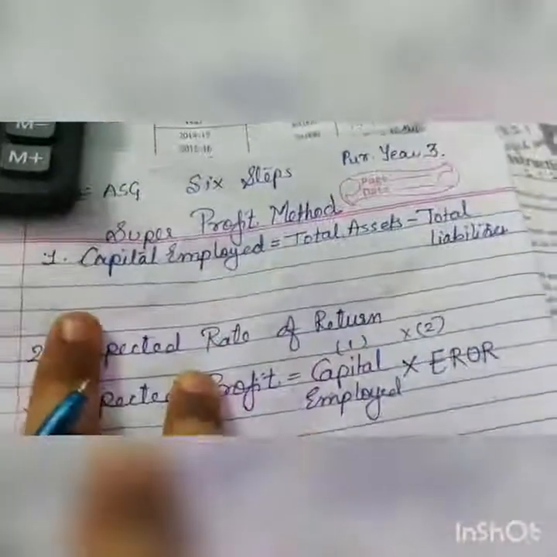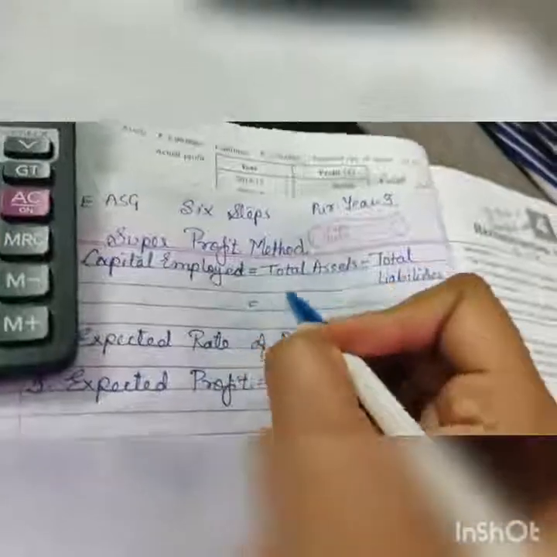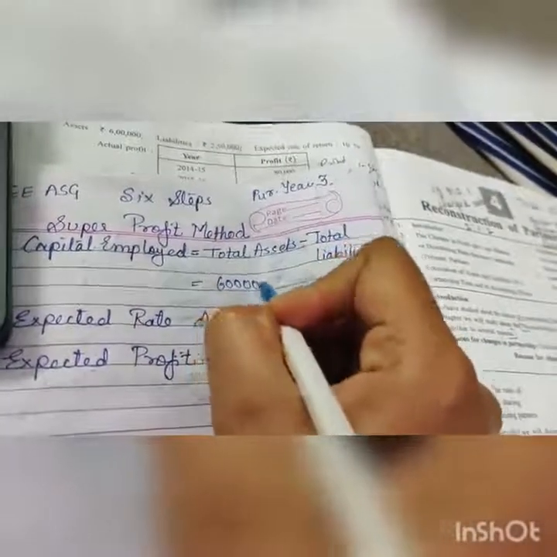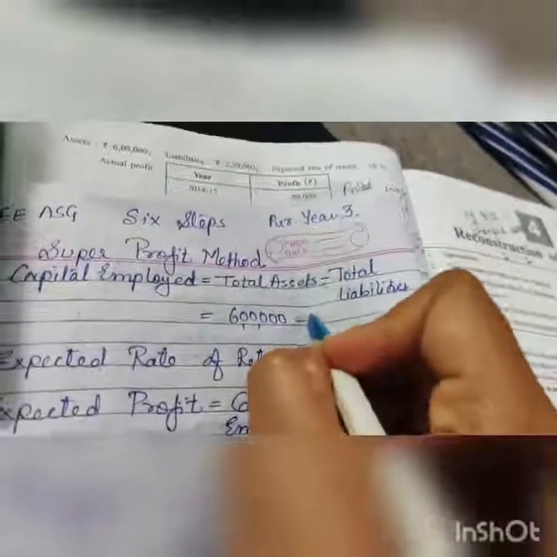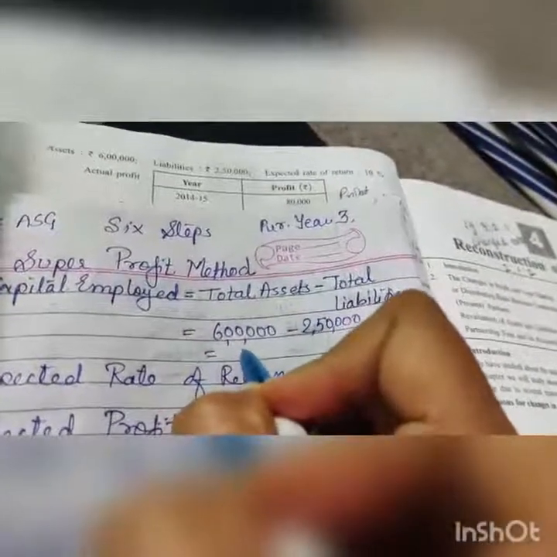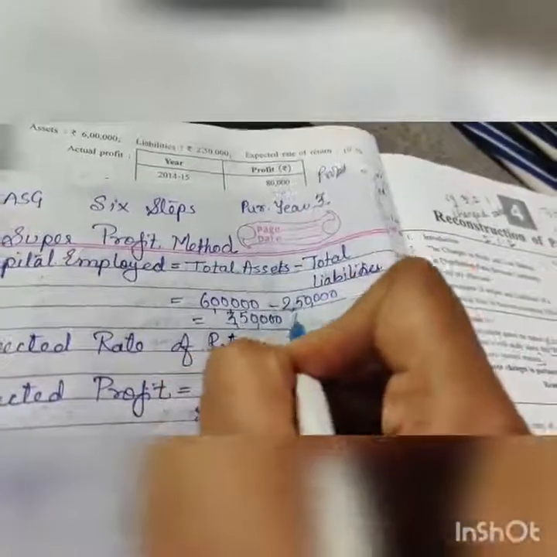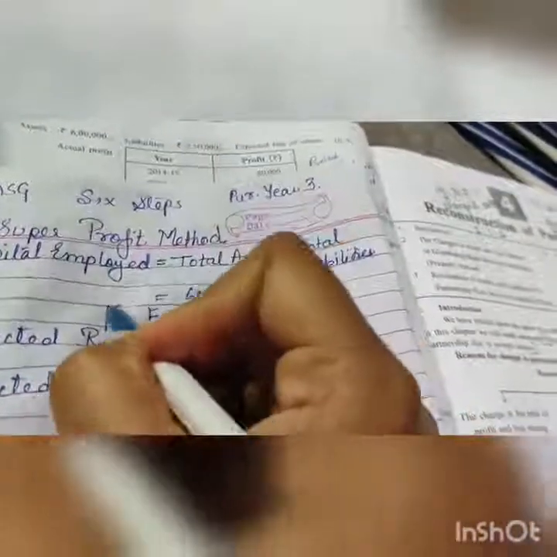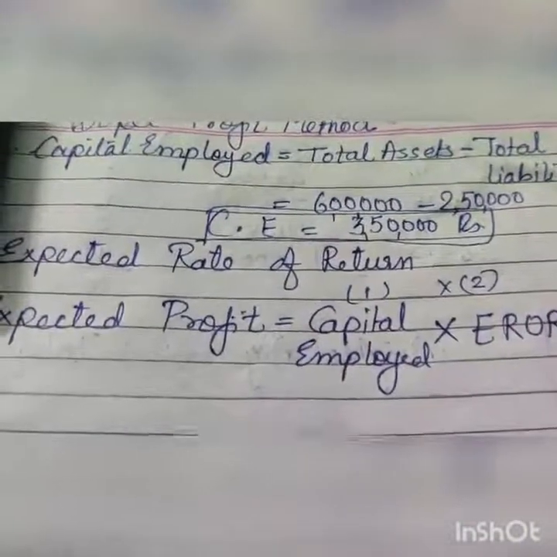See, the first step, capital employed: total assets minus total liabilities. They have mentioned in the sum that assets are 6 lakh and liabilities are 2 lakh 50. So we will write here 6 lakh minus 2 lakh 50. What do we get? The answer comes to 3 lakh 50. So this is your capital employed. Clear? The first step is over, capital employed is 3 lakh 50,000.